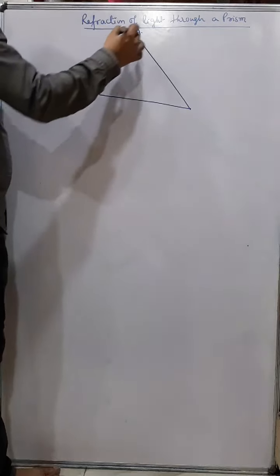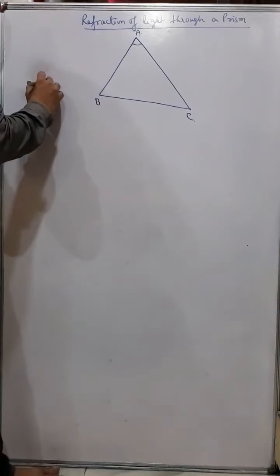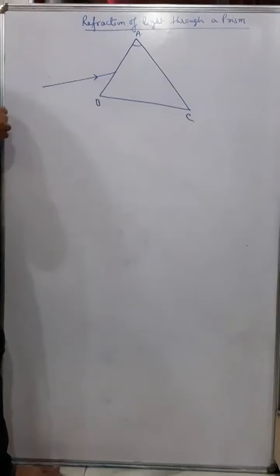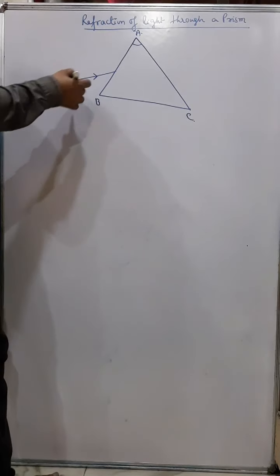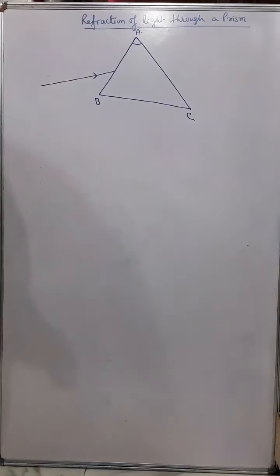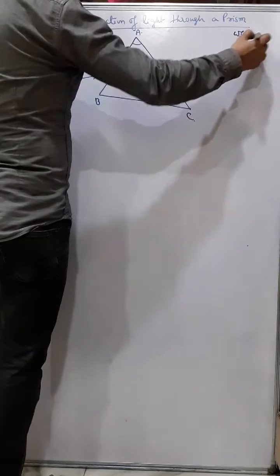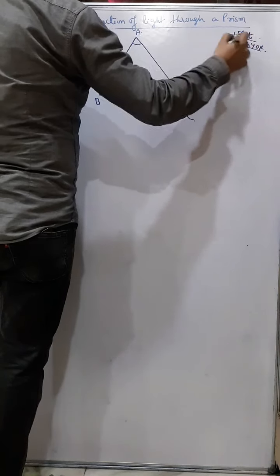so this is the face of the prism, this is the angle of the prism, this BC is the base. Now suppose a monochromatic ray of light. Monochromatic ray of light means light of single color, say a red light or a blue light or a green light. And polychromatic light means light of multiple colors, like white light. White light consists of 7 colors, VIBGYOR, and therefore it is polychromatic.